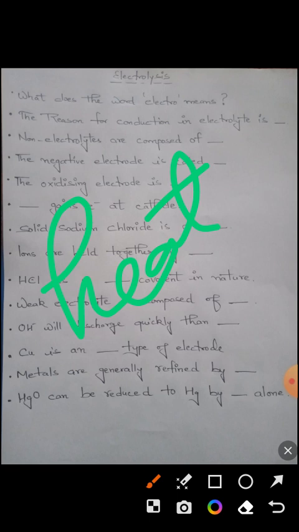Okay, so for the last question, the answer is heat alone, meaning mercuric oxide can be reduced to mercury by heat alone. So these were some of the questions which were important from your electrolysis chapter, and they come for 1 mark. In the examination, normally you get 4 options there, but even if you don't get the options, in this way you can solve these questions.